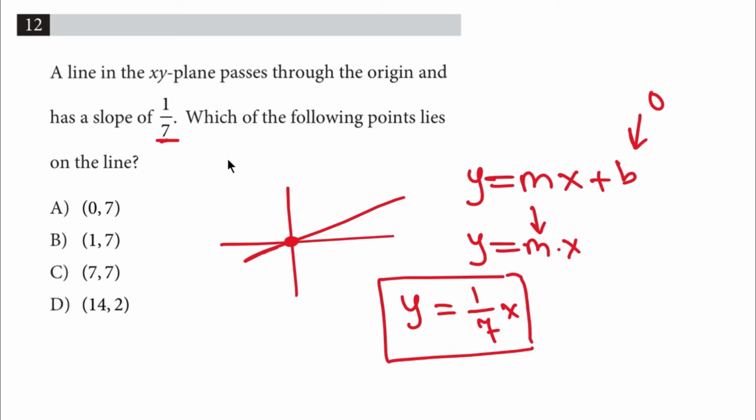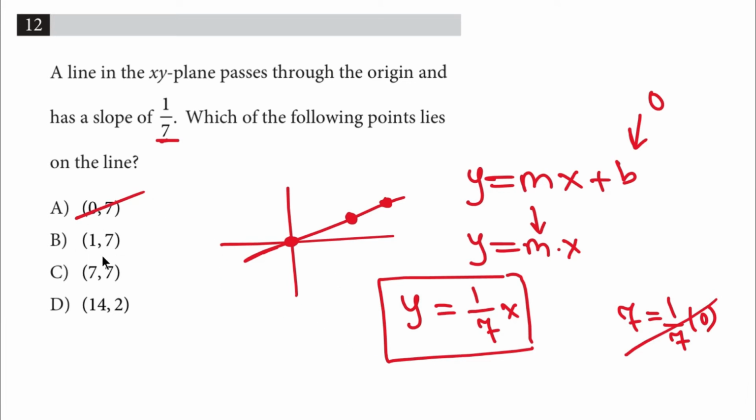Now it says which of the following points lie on this line. In order for any of these points to lie on this line physically, that point must satisfy this equation right here. So all we need to do is plug in each one of these, and see if this equation is satisfied. Let's first plug in choice A. Let's see. 7 is equal to 1 over 7 times 0. Well, this is not correct, therefore A is not the correct answer.